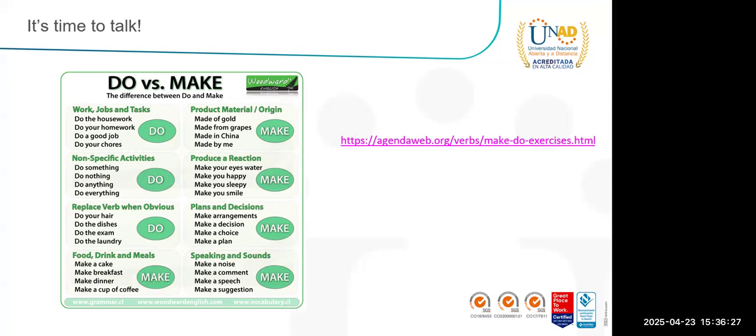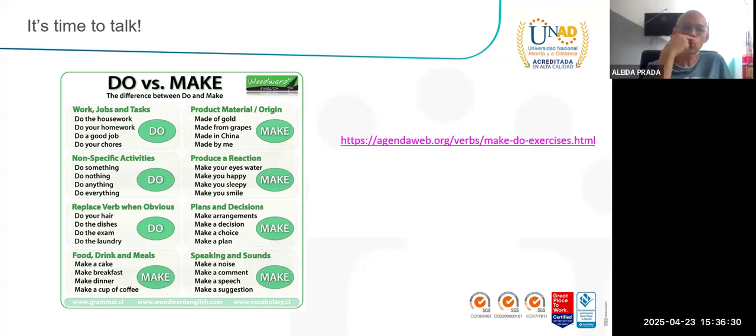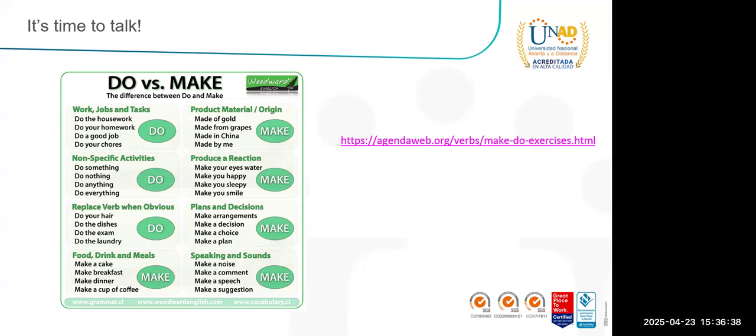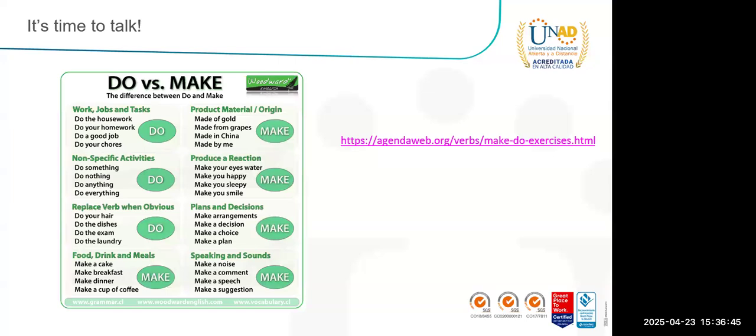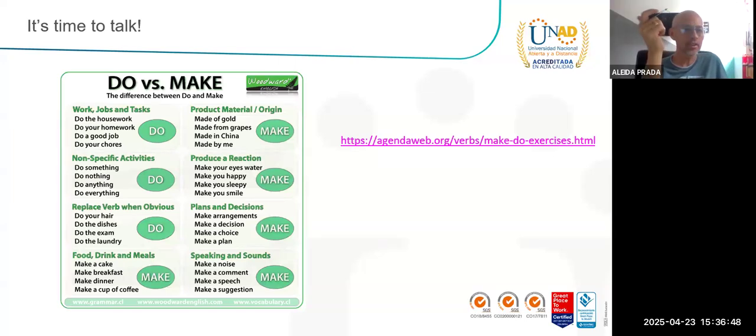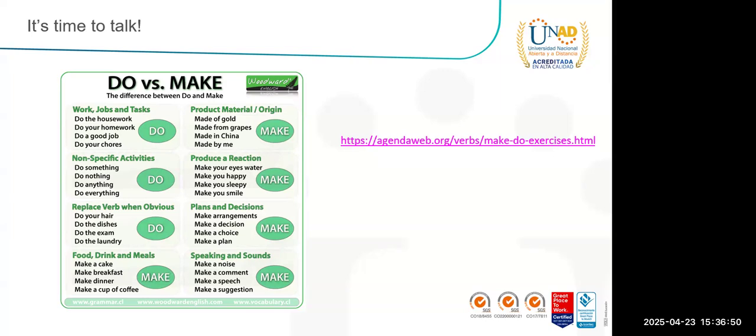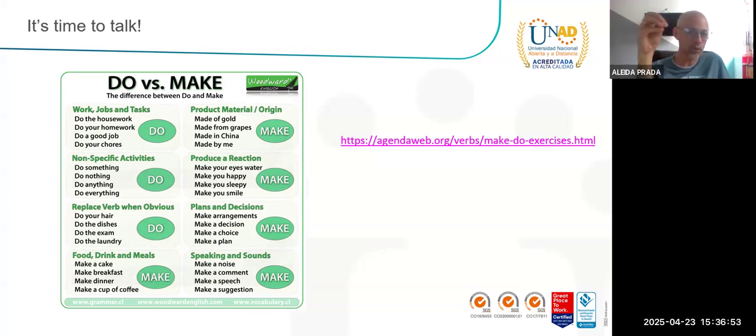So, for example, when do you use do? You use do for works, jobs, and tasks. For instance, do the housework, do your homework, do a good job, do your chores. For non-specific activities: do something, do nothing, do everything, do anything. In order to replace a verb when it's obvious. So, for example, instead of saying comb your hair, peinar su cabello, you can say do your hair.